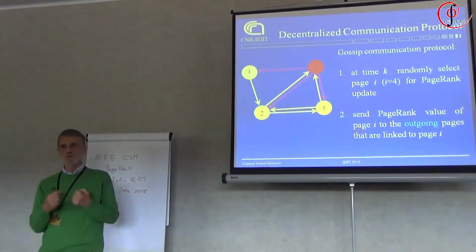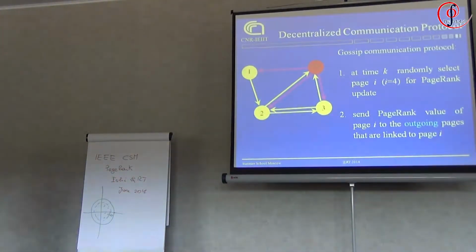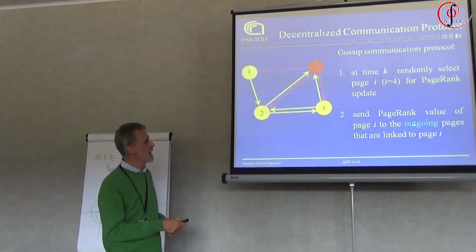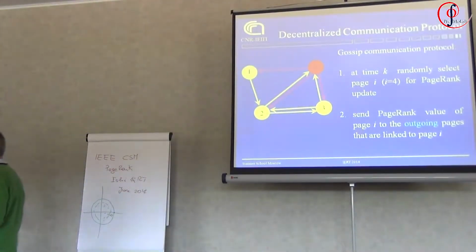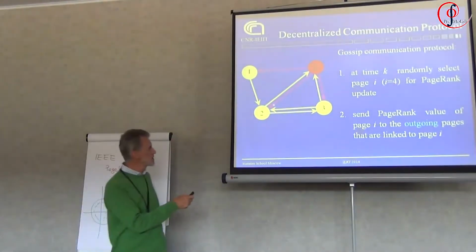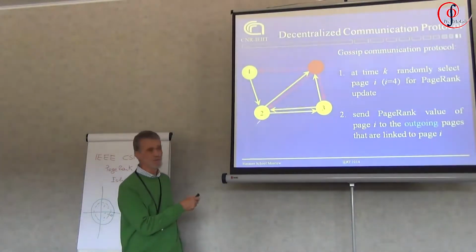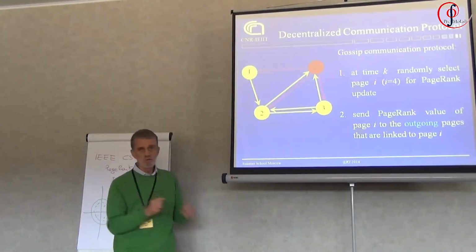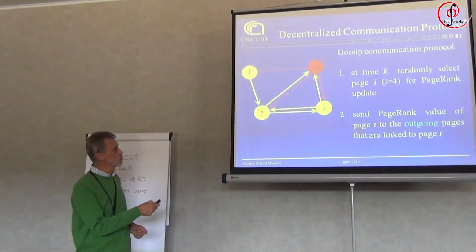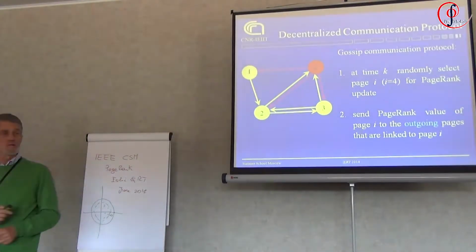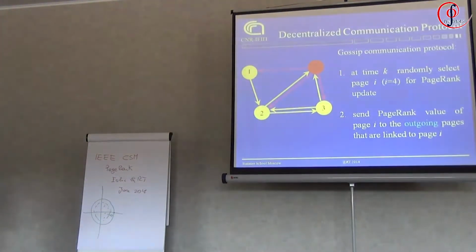So at time k, page number 4 knows the page rank value of this page, and this page rank value is actually transmitted to the neighboring pages. So you send the page rank value of page i to the outgoing pages that are linked to page i. Okay. This protocol is a gossip-like protocol because we are not using information between 2 and 3. So as you can see, we are only using outgoing links. The outgoing links are the links connecting 4 to 1, 4 to 2, and 4 to 3. We are not using, for example, the link between 1 and 2, because this is not close to 4, it's far away.